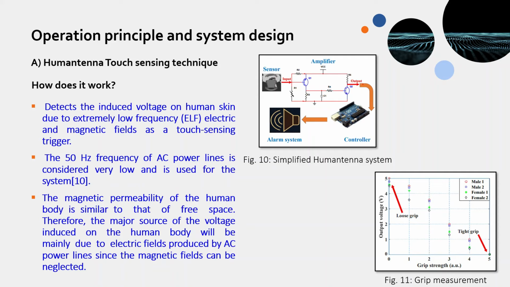Additionally, the magnetic permeability of the human body is kind of similar to the free space, which is why we can neglect the effects of the magnetic fields on the human body when considering indoor applications, which makes AC power line electric fields our main source of induced voltage.